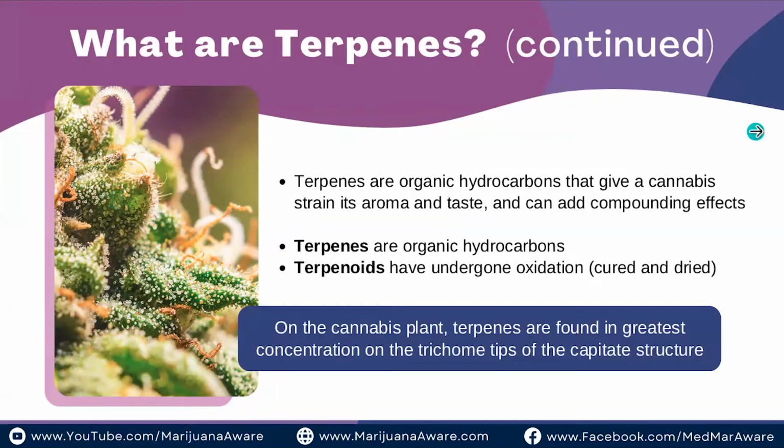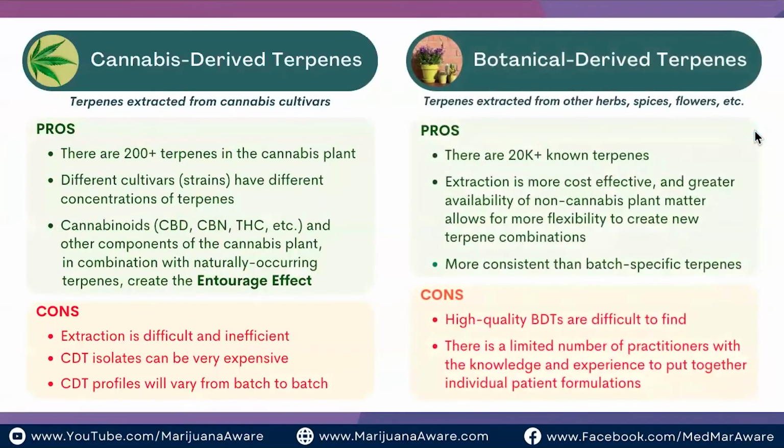Sure. And that's where you get a lot of the smell and the flavor from as well. Now, terpenes themselves are found in cannabis, but they are also found in a lot of other botanical products. In fact, there are over 20,000 different terpenes found in other products.